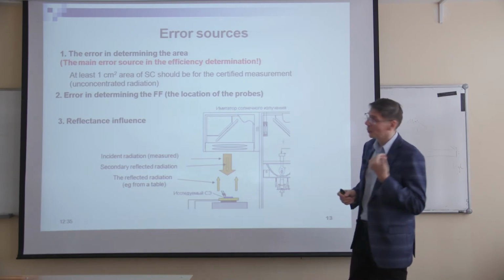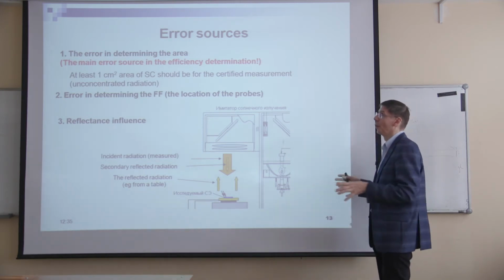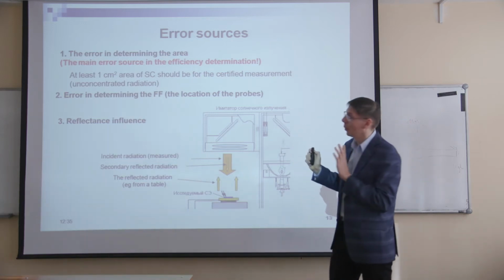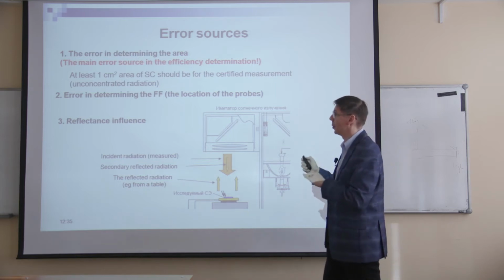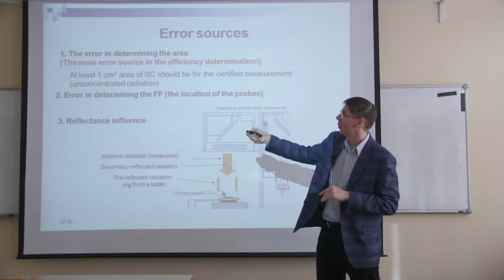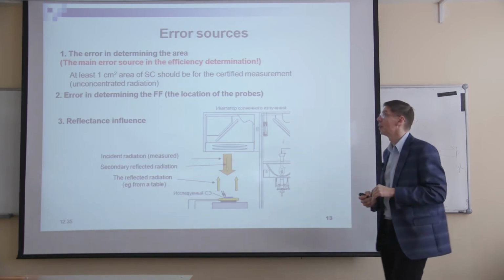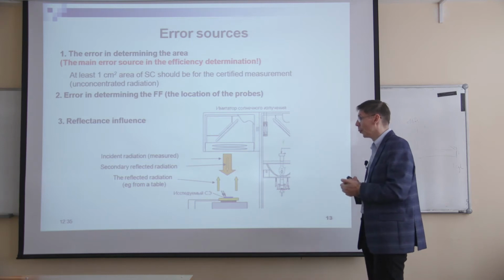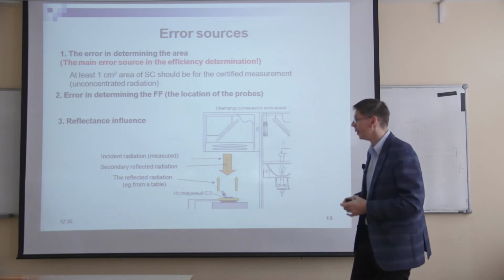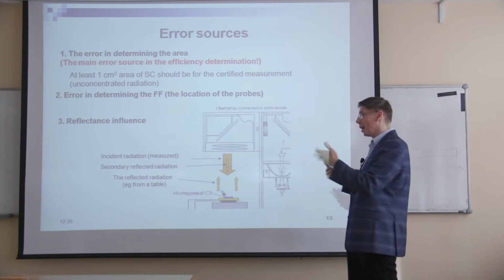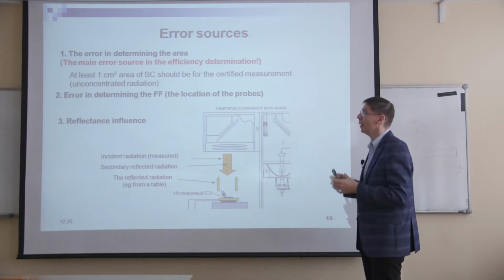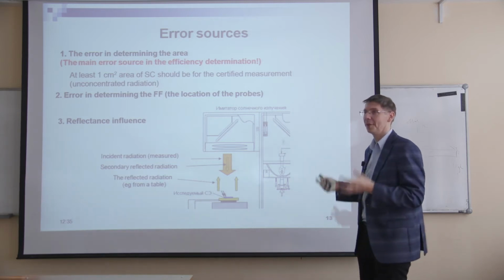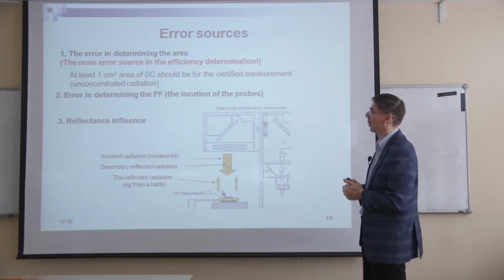And actually there is a requirement to avoid this problem of area determination: for non-concentrated measurements, the area of the solar cell should be at least 1 square centimeter for certified measurements. I mean, if you want to publish your record, for a non-concentrated solar cell you have to prepare at least a 1 square centimeter solar cell. It's a requirement.